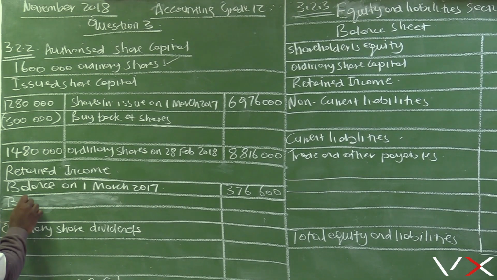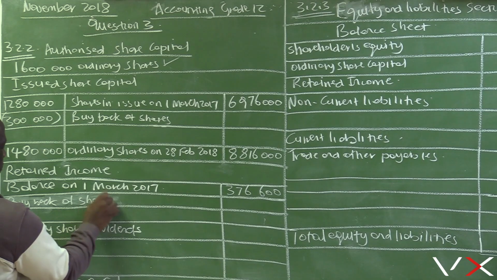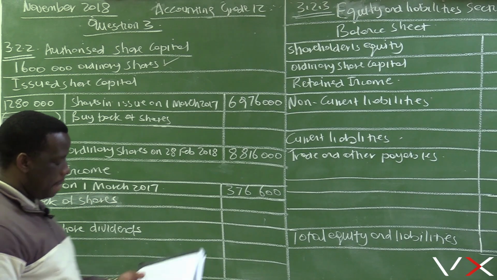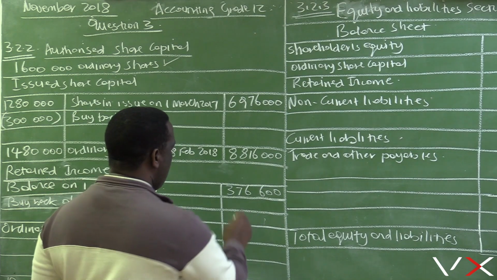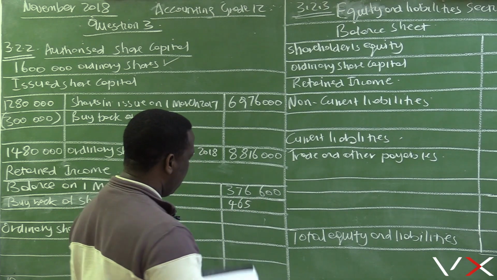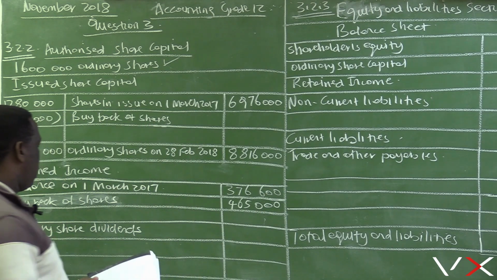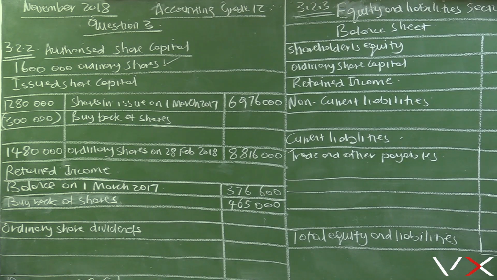So buyback of shares or repurchase of shares, and the above average price is 465,000. Right. So the above average price is recorded in the retained income.